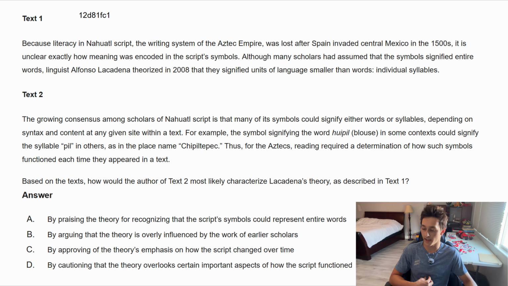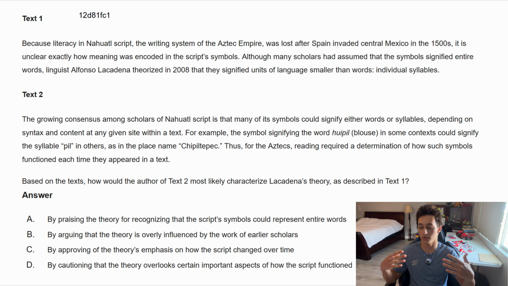I would personally say that text 2 would say, yes, they do signify individual syllables, but they also could signify words. So that's my boss. I'm saying they're not going to agree with them, but they're also not disagreeing.